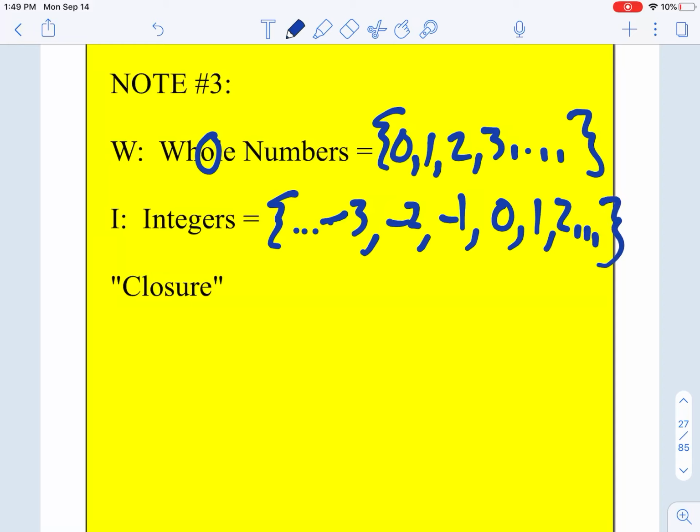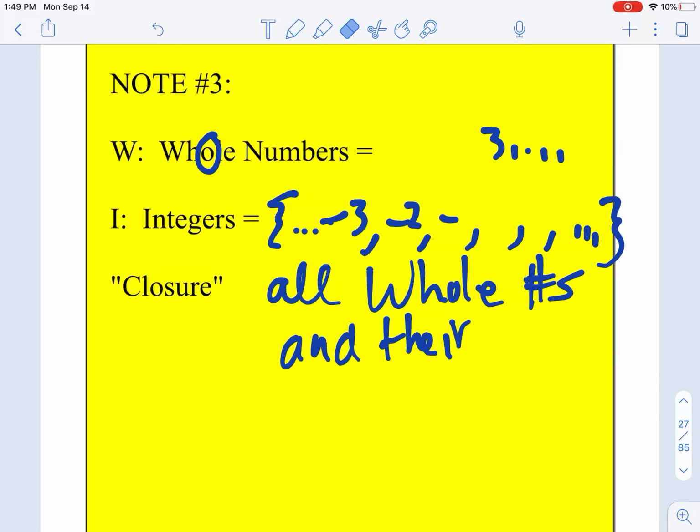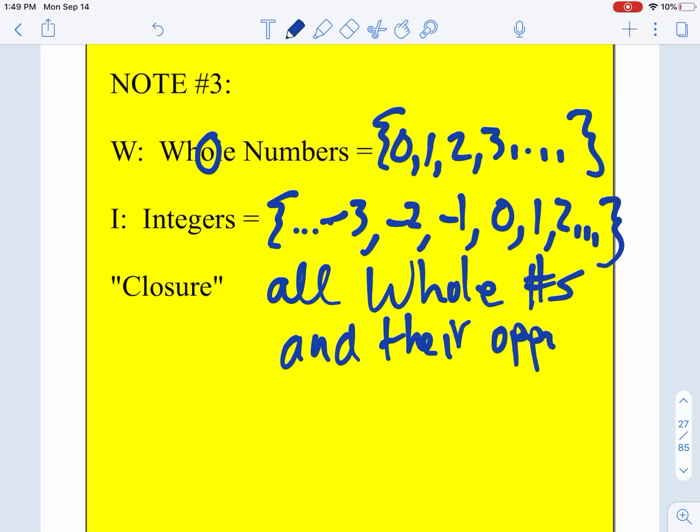So another way of thinking of integers is it's all whole numbers and their opposites. Or another word is inverses.